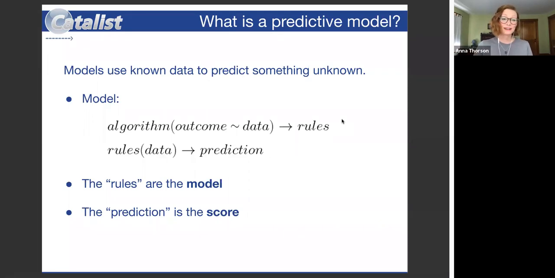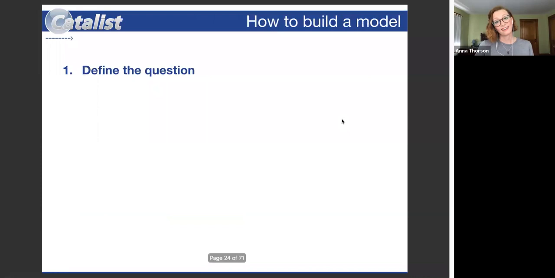So I promised you I would tell you how to build a model, and that's what's up next. The first step in building a model actually has nothing to do with data, and it has nothing to do with math, and it has nothing to do with computers. The first step in building a model is figuring out what you're actually trying to do with it. I need you to define the question. If somebody comes to me and says, Anna, I need a model, I don't say yes for what. I say, what problem are you facing? What are you actually trying to do? Because sometimes this is the step where you're going to figure out if you actually need a model at all.